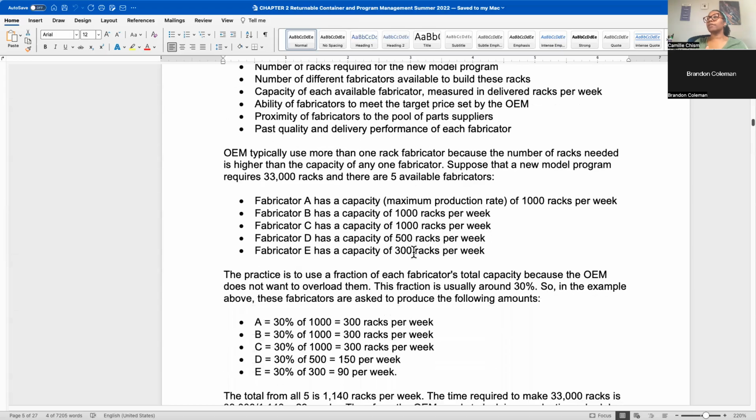I mentioned before that typically more than one rack supplier is used by the OEMs. Now, if you're a tier, I've seen tiers where they only have one supplier for a rack for any particular part, because their volumes aren't necessarily as big, so they don't have to go through that. But if you're an OEM, or if you're making a part that has a high volume and there's not one supplier that can handle it, then they'll look at what the capability is.